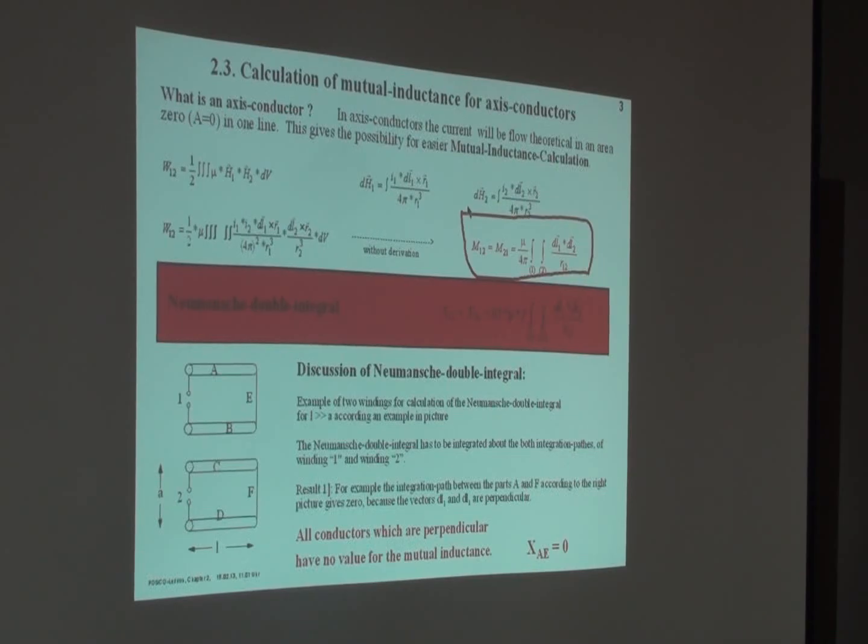What does this double integral say? I will show you on paper. What do you have to do? I have a nice paper. A, B, C, D, E, F. Okay. What have we to do? We have to calculate the mutual inductance between this and this. We call this 1 and 2.